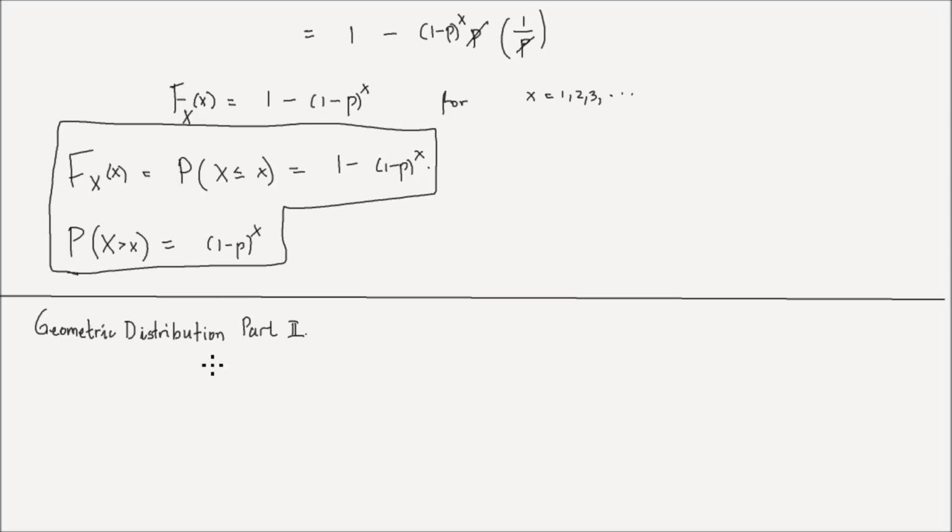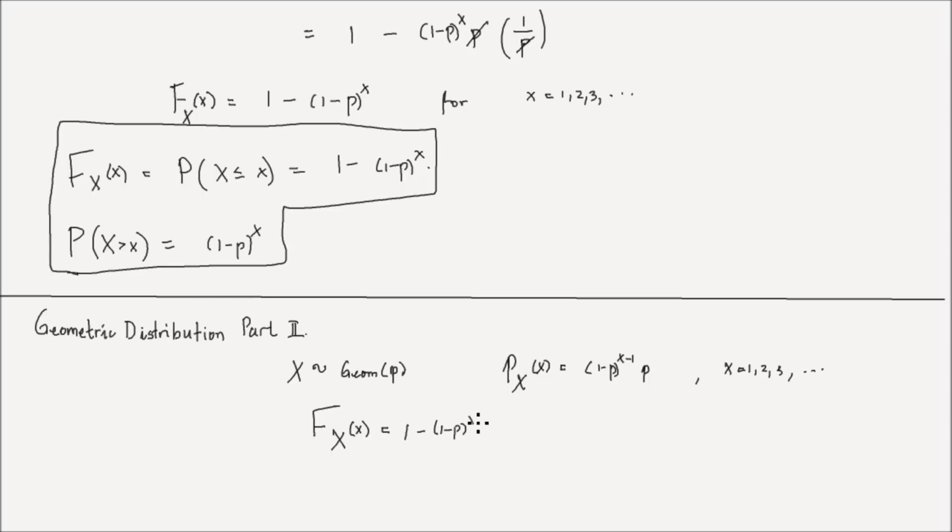In the first part of the lesson, we looked at if X follows a geometric distribution with probability of success p, then the PMF is given by (1 minus p) to the power of x minus 1 times p, for x equals 1, 2, 3, and so on. We also found out that the CDF is equal to 1 minus (1 minus p) to the power of x, and the survivor function, which is the probability that X is greater than little x, is given by (1 minus p) to the power of x.